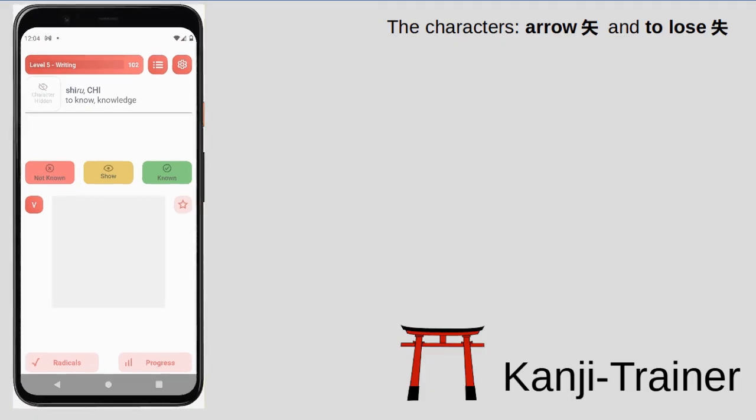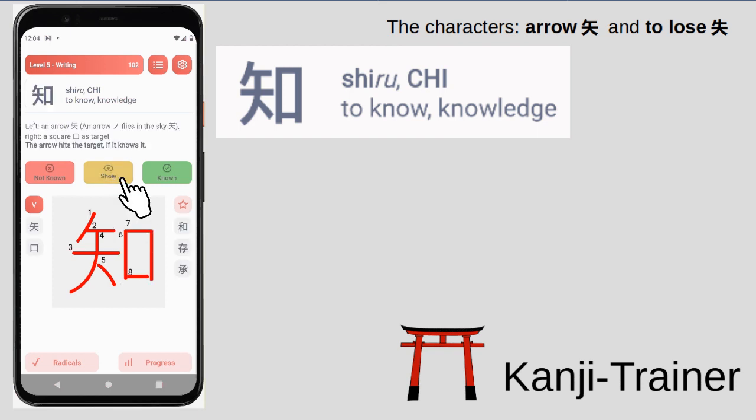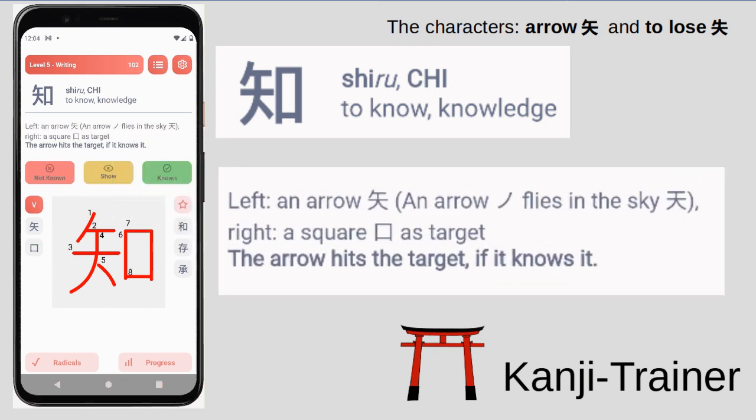I am now asked for the character with the meaning to know or knowledge and the pronunciation shiru or chi. Here at the bottom we have a drawing area where I can draw the character with my finger, and if I do a wrong stroke, the app tells me how to do it correctly. Alternatively, I can press the yellow button to get the character shown. Then, in the upper region, an explanation field is shown, which first explains the components of this character and gives a memory phrase to me.